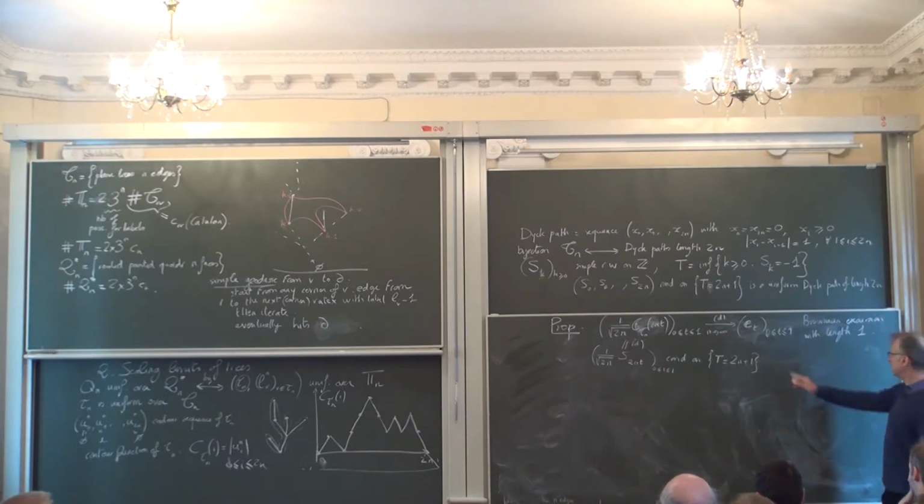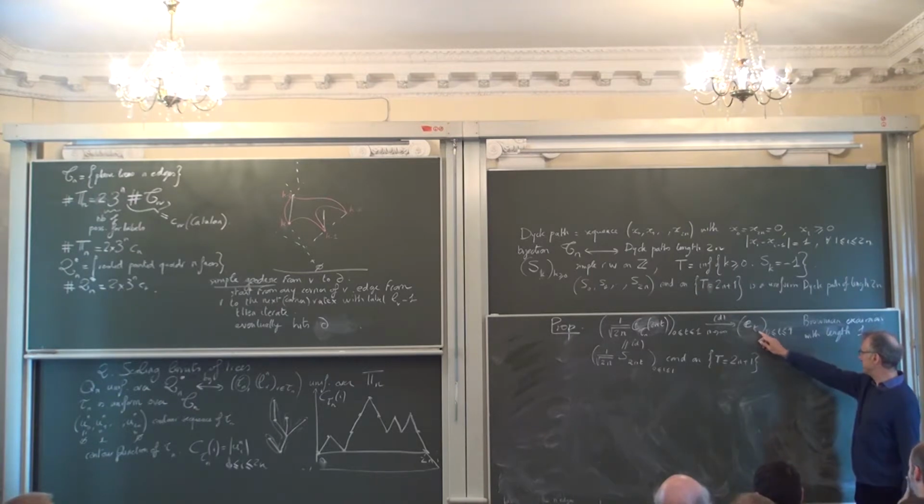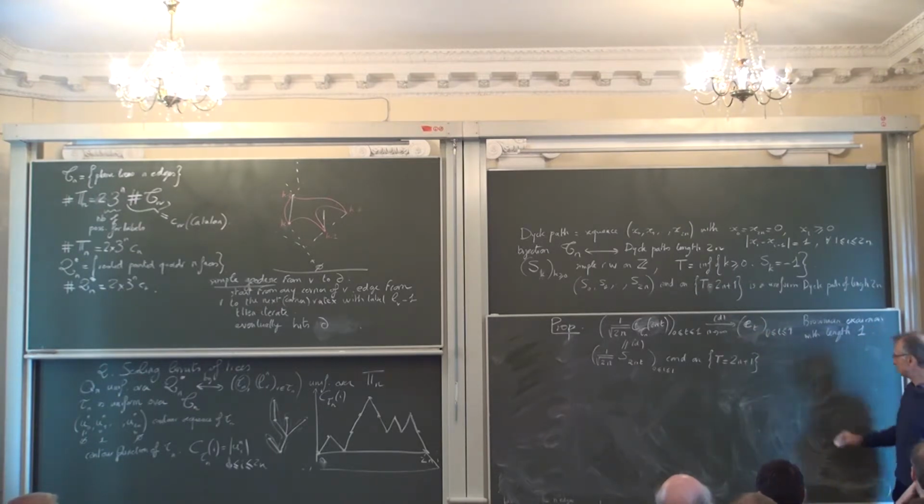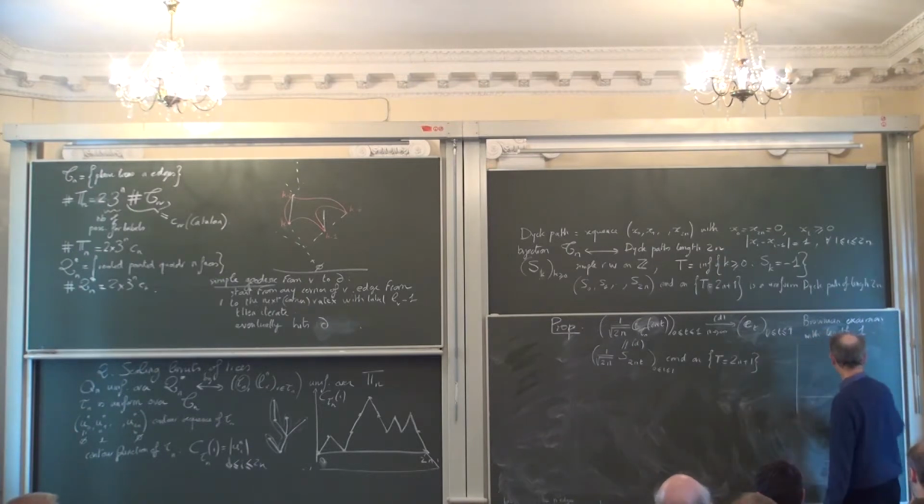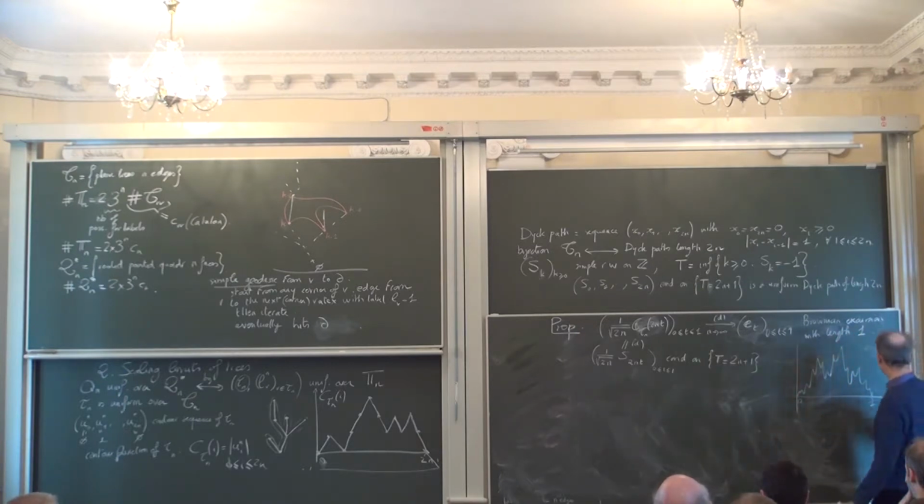Okay, so maybe not everybody is familiar with the Brownian excursion with length 1, or with duration 1. So basically, you get a random curve like this that starts from 0 at time 0 and also ends at 0 at time 1 and stays positive in between.